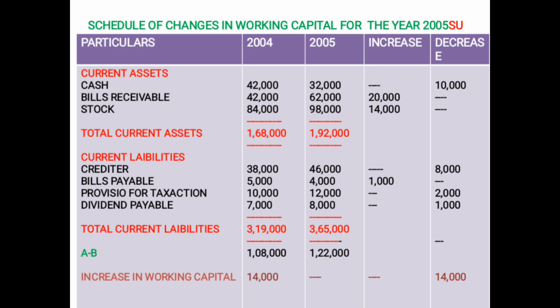The current liabilities. Creditors 38,000 in 2004, 46,000 in 2005, an increase of 8,000. Bills payable 5,000 in 2004, 4,000 in 2005, a decrease of 1,000 rupees. Provision for taxation 10,000 in 2004, 12,000 in 2005, an increase of 2,000. Dividend payable 7,000 in 2004, 8,000 in 2005, an increase of 1,000. Total current liabilities 3,19,000 in 2004 and 3,65,000 in 2005. Current assets minus current liabilities gives an increase in working capital of 14,000.